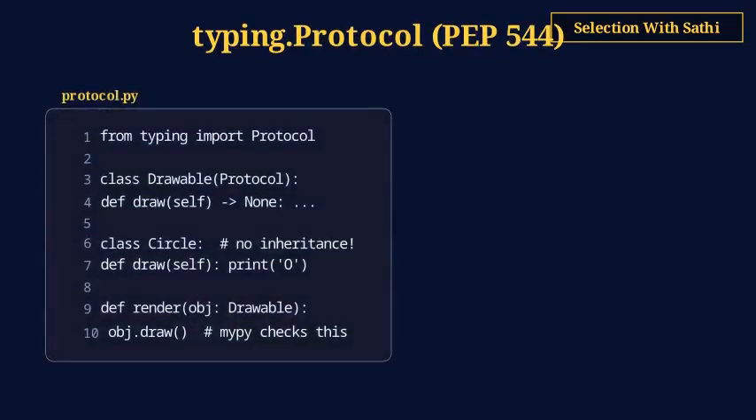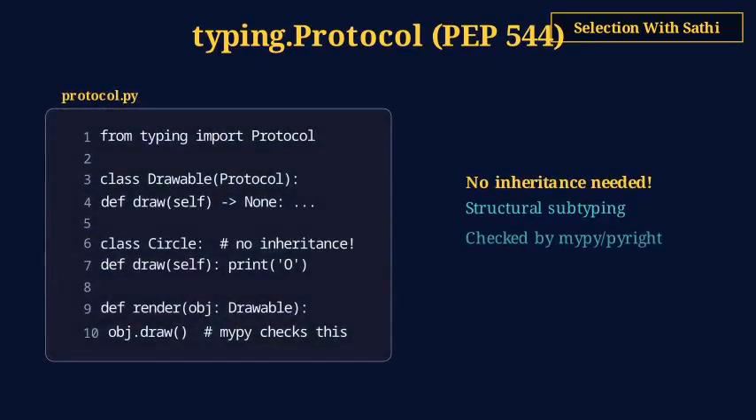typing.Protocol brings static duck typing to Python, introduced in PEP 544. You define a protocol class listing the required methods with their signatures. Any class that has those methods satisfies the protocol, no inheritance needed. This is checked by type checkers like mypy and pyright at analysis time, not at runtime. Protocol is available since Python 3.8.